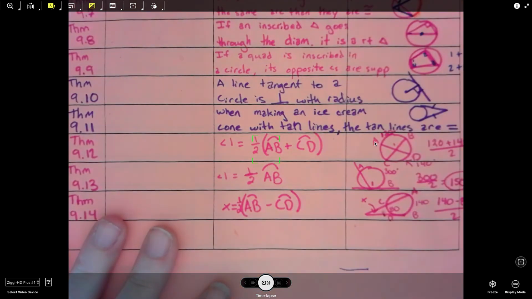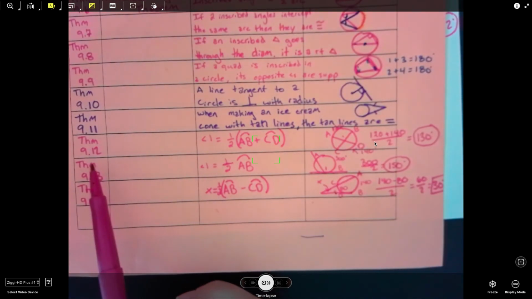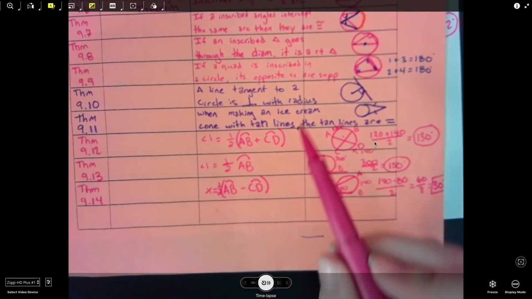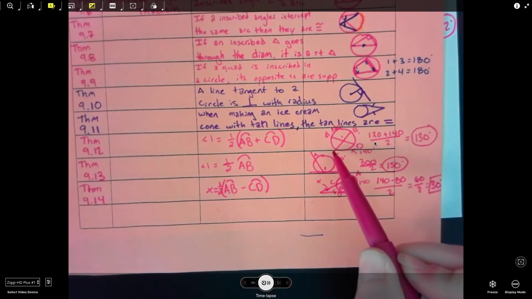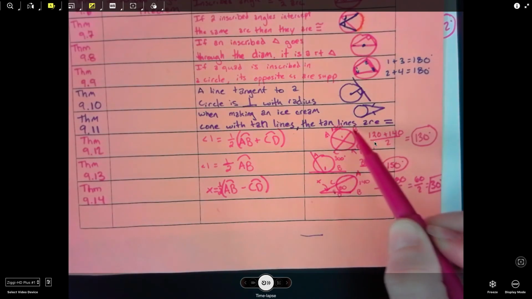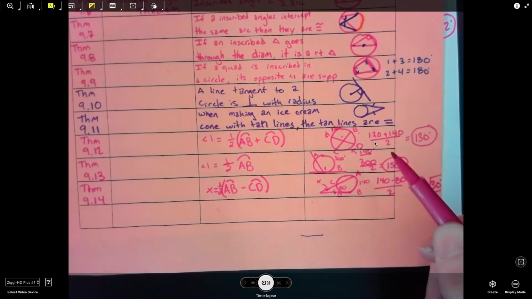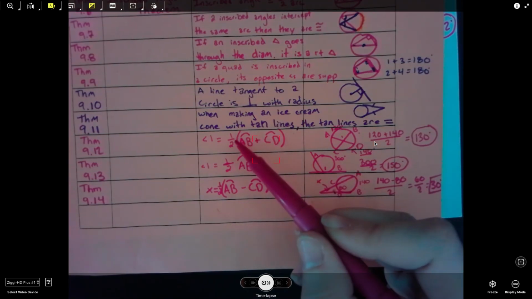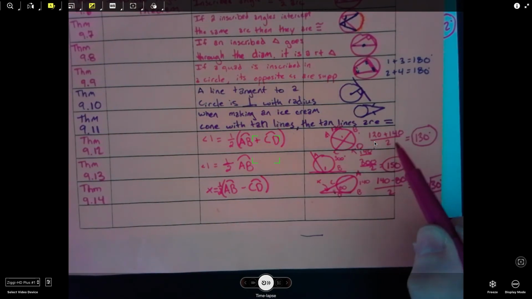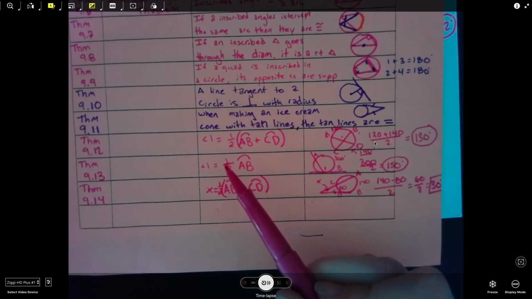So here are the theorems that I have. I'm going to zoom out because I've got a lot of stuff, and I just kind of drew pictures. So theorem 9.12, 9.13, 9.14. I drew a picture here. This is A, B, C, and D. I said arc AB is 120 and arc CD is 140. When you have the arcs intersecting inside of the circle, you add those two together and divide by 2. So 120 plus 140 divided by 2 is 130. Angle 1 is 130.